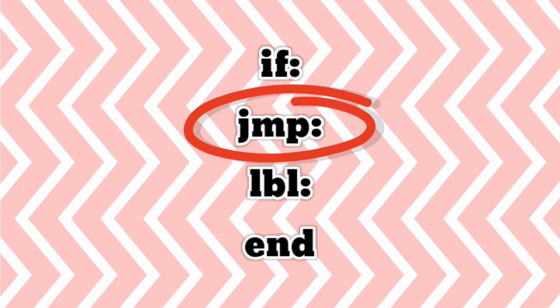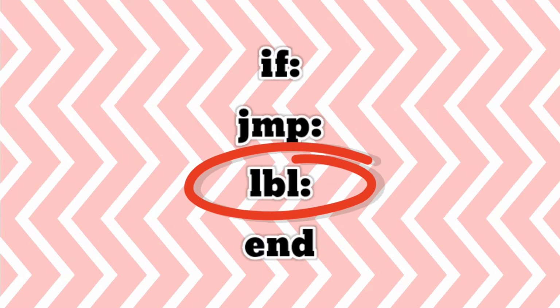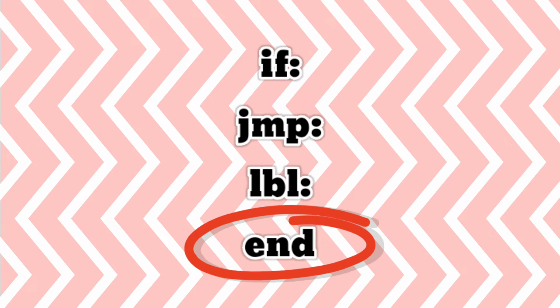JMP means jump. They read the if conditions and then jump to whatever label corresponds to those conditions. LBL means label. It basically labels different parts of the commands. It's where the jumps will go to when they read the if conditions, and just ends the command. This is important when you have multiple jumps, labels, and conditions.